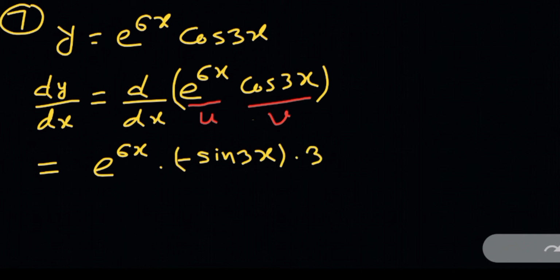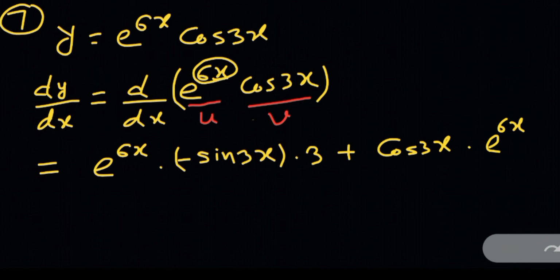Plus, now v as it is, v means cos 3x as it is, and the derivative of e to the power 6x. The derivative of e to the power 6x will be e to the power 6x using the chain rule, and then the derivative of 6x with respect to x is 6. So I will write 6 into e to the power 6x.